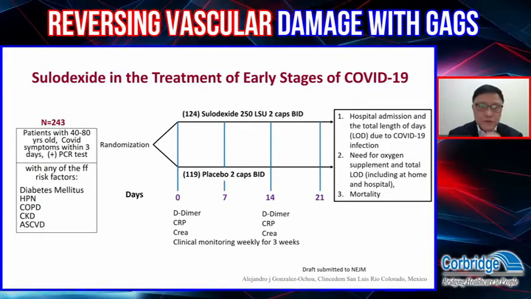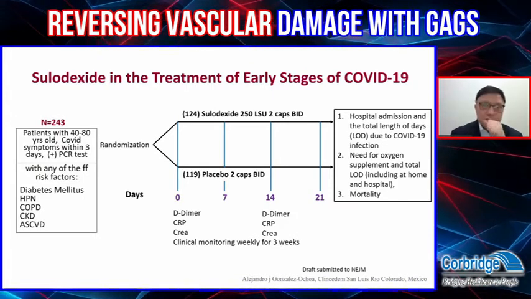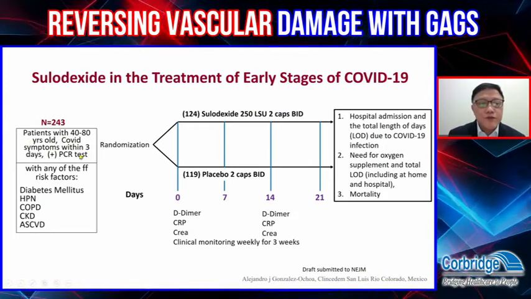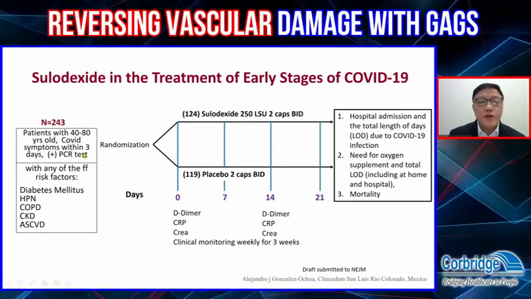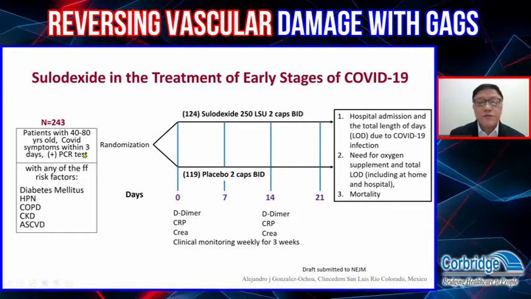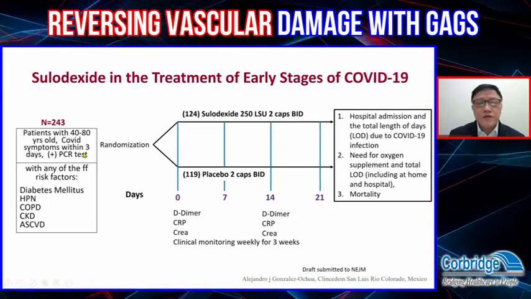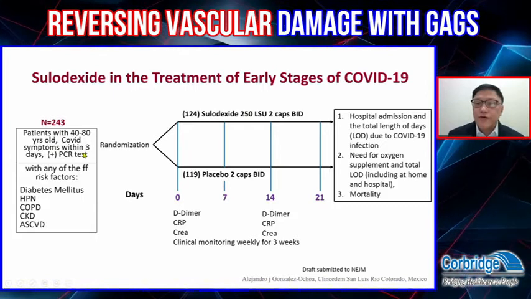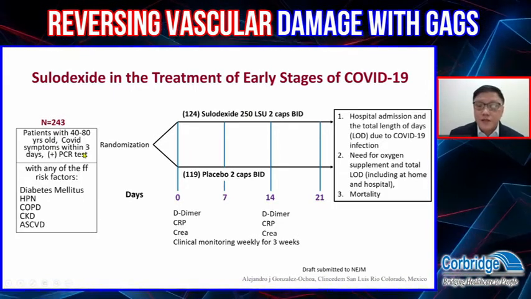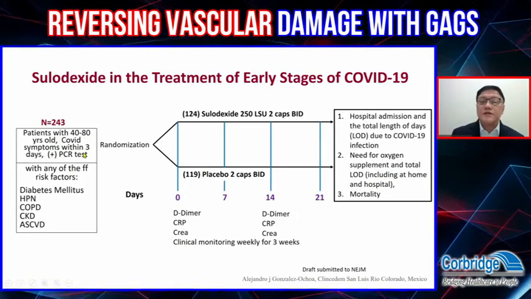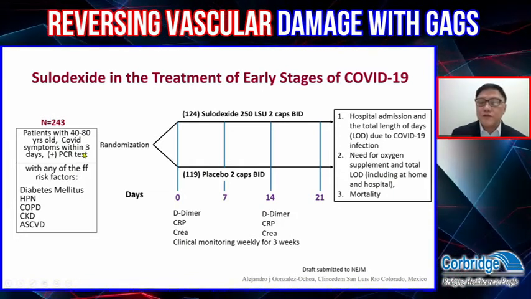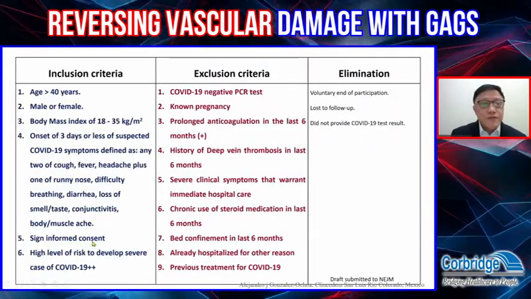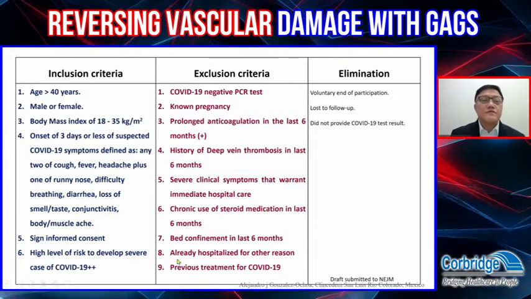clinical trial which was conducted in Mexico, where sulodexide was given to people with proven COVID-19 within 3 days of symptoms. They were randomized to sulodexide versus placebo and followed for only 21 days, 2 capsules BID. And these were the endpoints: hospital admission, need for oxygen, and mortality. And the secondary objectives were levels of D-dimer and CRP.